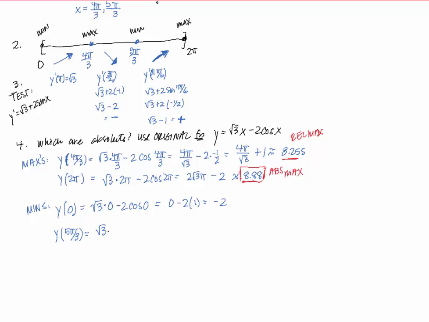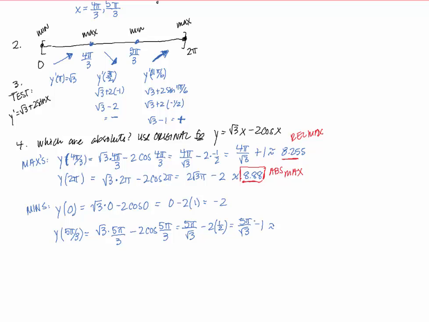That's the square root of 3 times 5 pi over 3 minus 2 cosine of 5 pi over 3. So 5 pi over the square root of 3 minus 2 times the cosine of 5 pi over 3. Cosine of 5 pi over 3 is one half, like pi over 3 makes a half in cosine. 5 pi over 3 is in the fourth quadrant. This is a positive 1/2 where the x value is positive, so we have 5 pi over the square root of 3 minus 1.